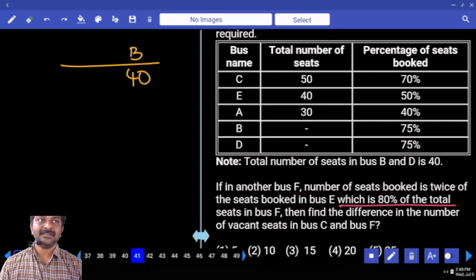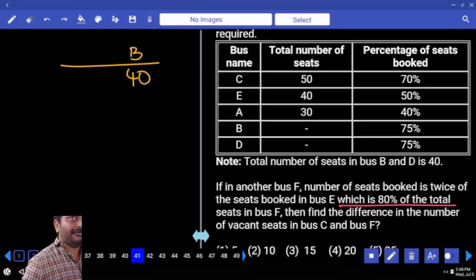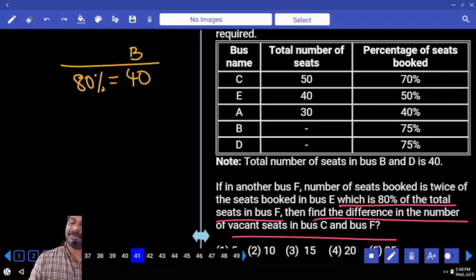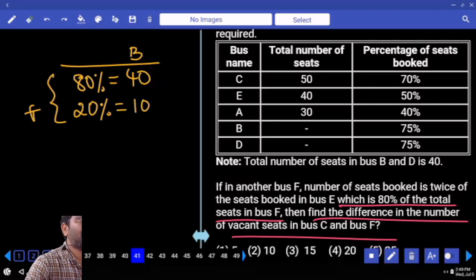Which means 40 is 80% of the total number of seats in bus F. That means 80% is equal to 40. Find the difference between the number of vacant seats in bus C and F. In F, the total number of seats is 100%. Otherwise, the question is about vacant seats. If 80% are filled, 20% are vacant, which is equal to 10.